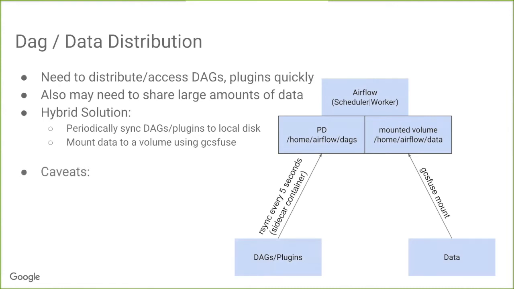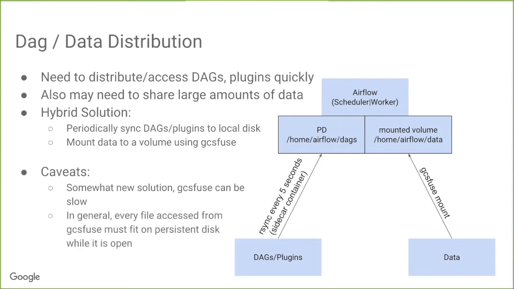So a couple caveats with that. The GCS Fuse solution is somewhat new, and for some people it can be somewhat slow. We're still kind of waiting for feedback on this, and part of the reason is that you're not really in general supposed to have a lot of data in an Airflow worker. They're usually supposed to be kind of lightweight. And in general, every file access from GCS Fuse must fit on the persistent disk while it's open. So if you had a 10 gigabyte persistent disk, you still can't work with a 100 gigabyte file from GCS.